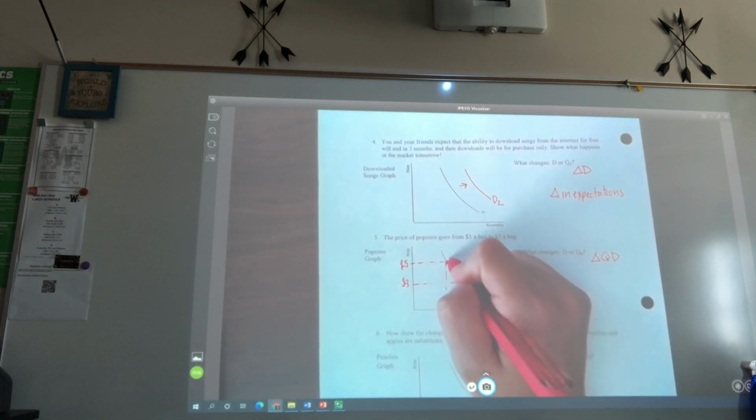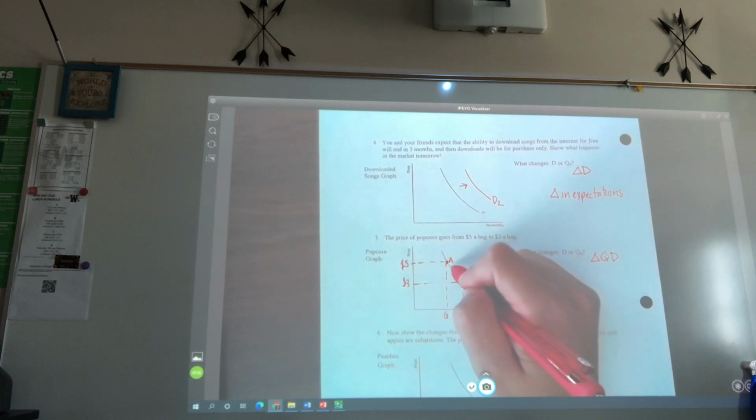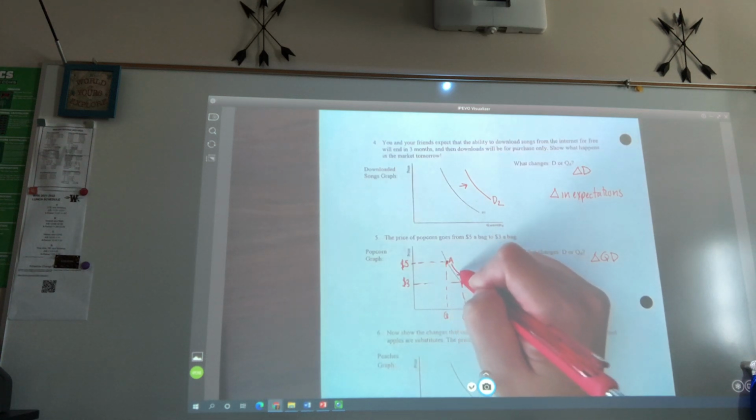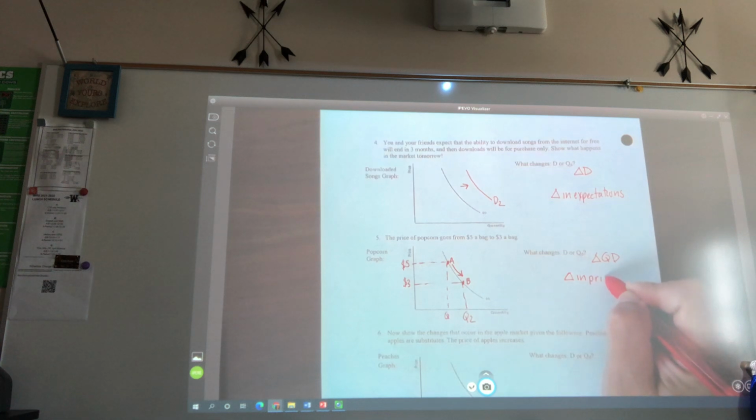So what happened to demand when it went from $5 to $3? Did my demand increase or did the demand decrease? It increases. Increase, but that's shown as an arrow going down the curve. So this is going to be the reason, there's a change in price.